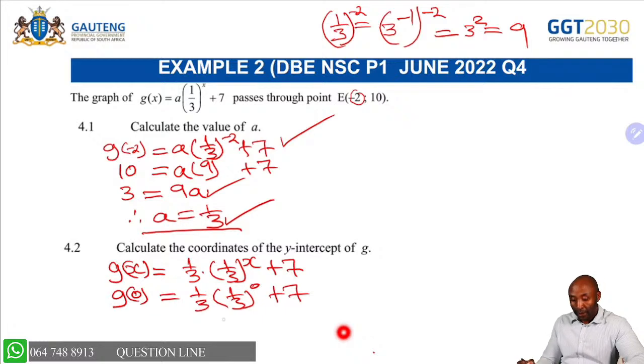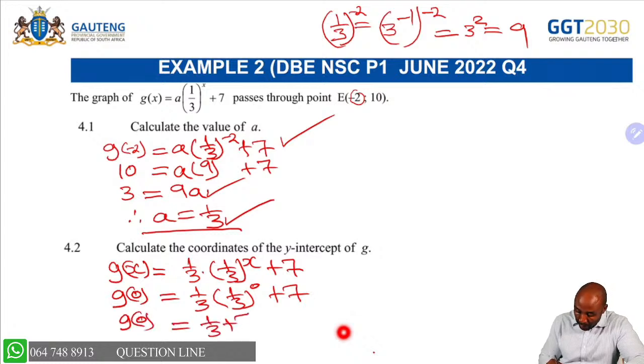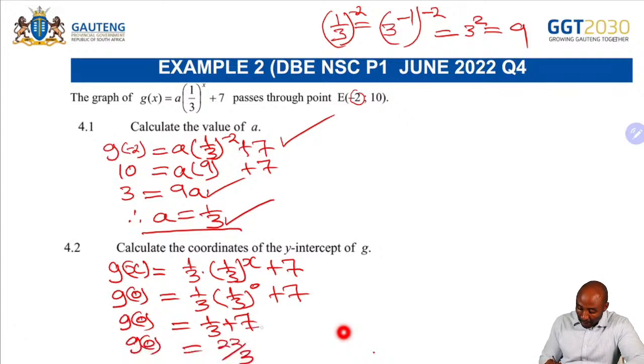1 over 3 to the power 0 is 1. So our g of 0 is going to be 1 over 3 plus 7. And this will give g of 0 as 22 over 3. 7 plus 1 over 3. Remember how we add fractions. If you can't, just use your calculator.